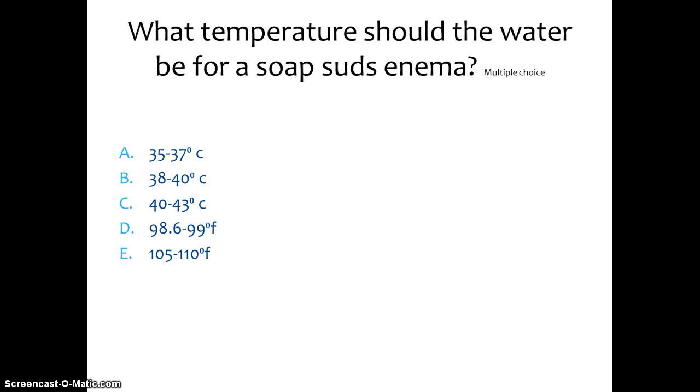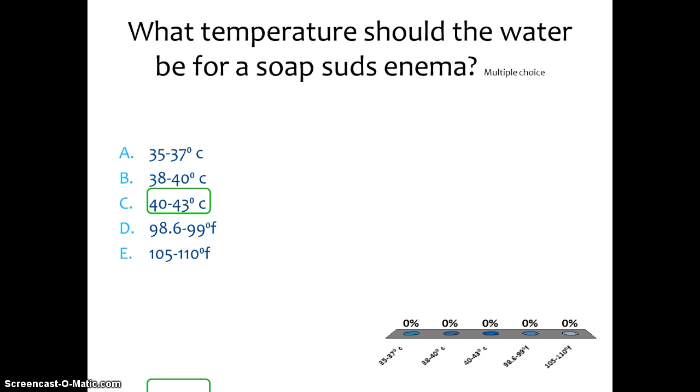What temperature should the water be for a soap suds enema? This is multiple choice because I want you to get to thinking centigrade and also Fahrenheit. So there are two options here. This, of course, is in your text. I'll give you a minute. Okay, you can see 105 to 110. You'll actually be able to pour water. There's a thermometer that you'll be able to measure the temperature for this to get an idea of what it would be.